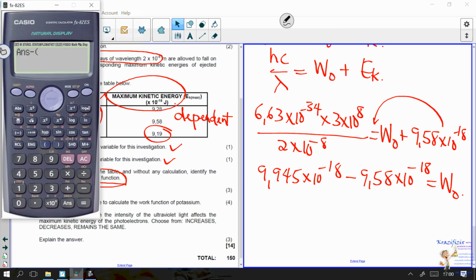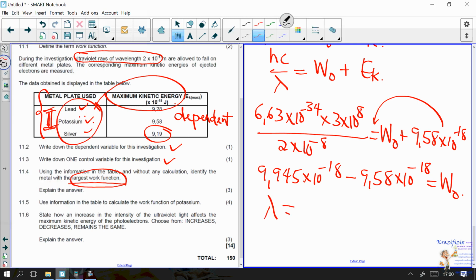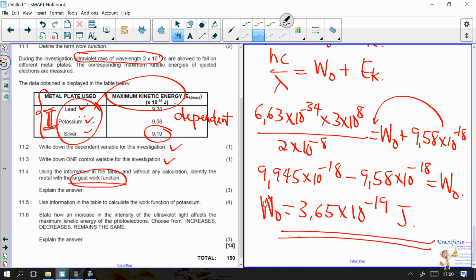Once you can do all of that, 9,58 times 10 to the power negative 18, and you get 3,65 times 10 to the power negative 19. So your work function is 3,65 times 10 to the power negative 19. Sorry, we're not looking for wavelength, it's the work function, and the unit of work is joules. 3,65 times 10 to the power negative 19 joules.